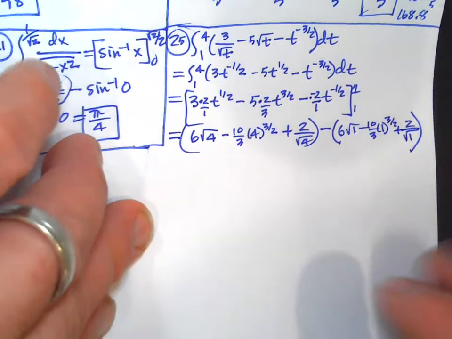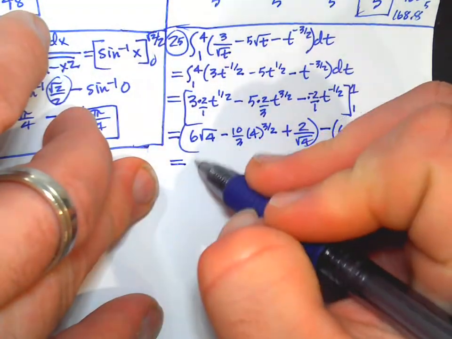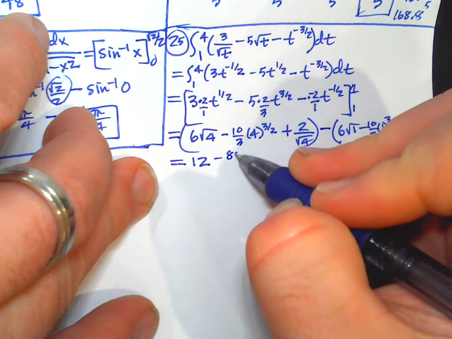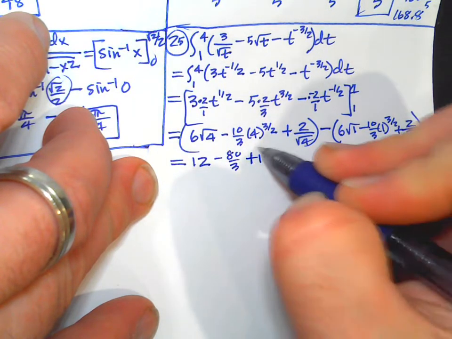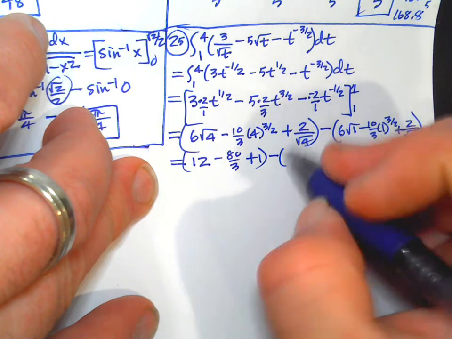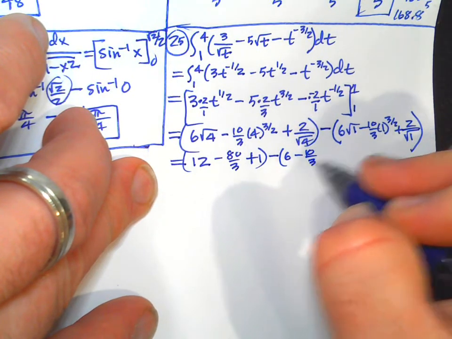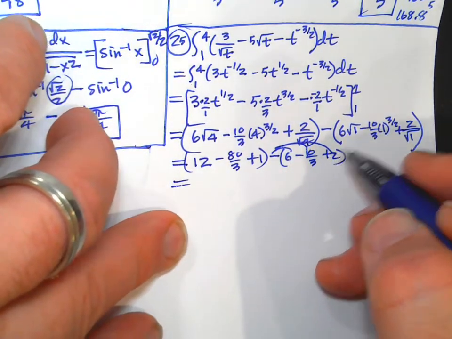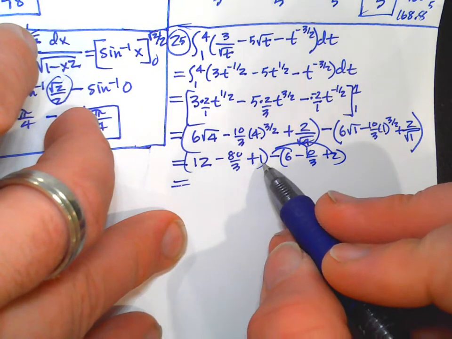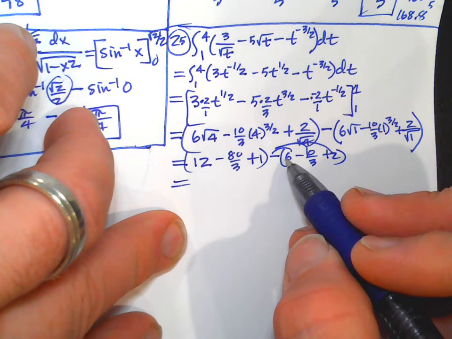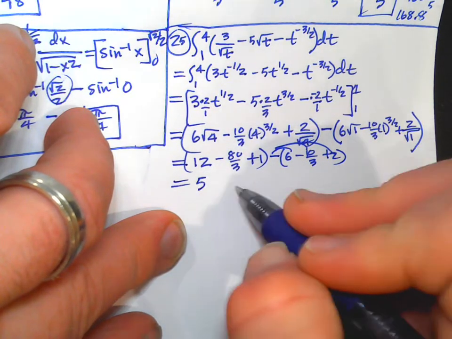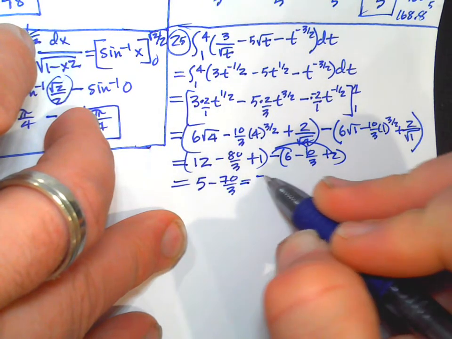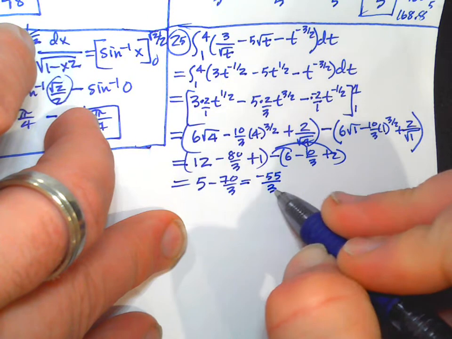All right, now we just got to simplify this stuff. That's going to be 12. Square root of 4 is 2 to the third power is 8. That's going to be 80/3 plus 1 minus 6 minus 10/3 plus 2. And distribute the subtraction. So let's see, we have 12, 13, minus 6 is 7, minus 2 is 5. And we have negative 70/3. So that's going to be 15, negative 55/3.